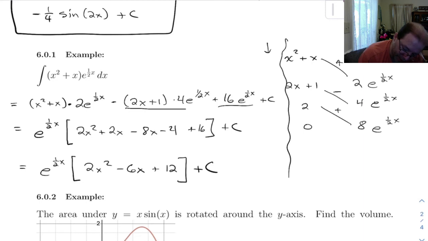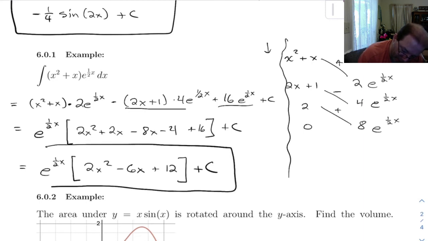I guess we could factor a 2 out of that now if we wanted to, but I'm out of space, so I'm not going to do it. So anyway, that's another example with tabular integration by parts.